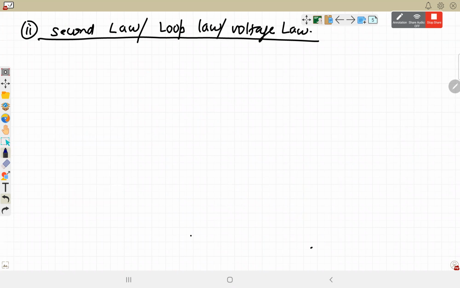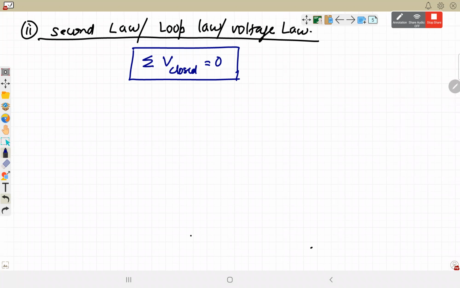This law says that in any closed loop, the sum of potential drops across each element has to be 0. So when we add all the potential drops across any loop, it is going to be 0. To write that potential, we use a sign convention. Almost similar sign convention we will be using here also for any resistor circuit.